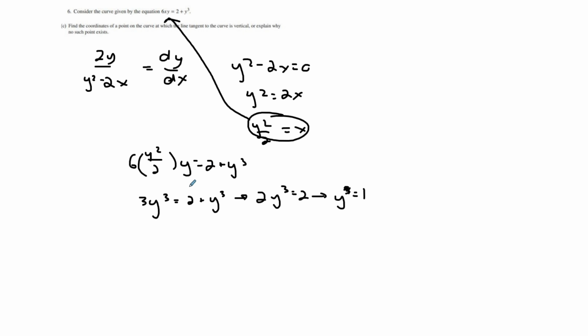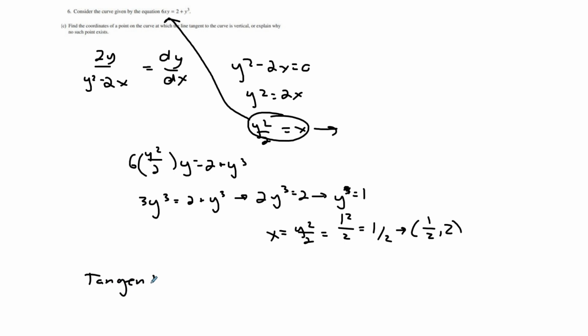And so what is our x value then? Well, if y equals 1, then x equals y squared over 2, which equals 1 squared over 2, which is 1/2. Right? So you would get the point 1/2, comma 2. And so this is valid, right? You would say the tangent line is vertical, and then you would drop the point. So at 1/2, comma 2, right?